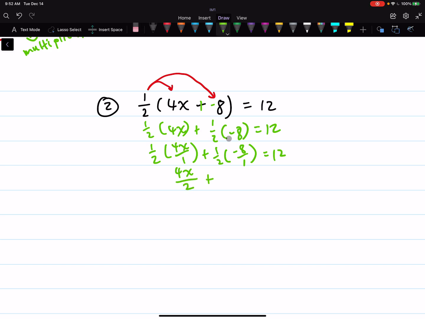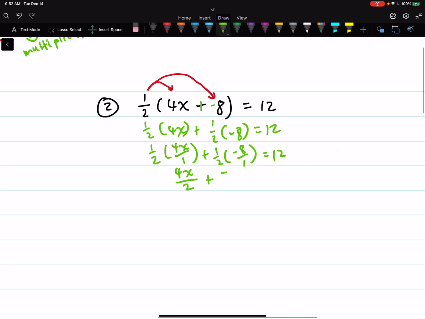Plus 1/2 times -8 is -8. 2 times 1 is 2. It's equal to 12. And then 4x over 2, right? 4 divided by 2 is just 2x, which is, if you had 4 pieces divided into 2, you have 2. -8 divided by 2 is -4, equals 12.